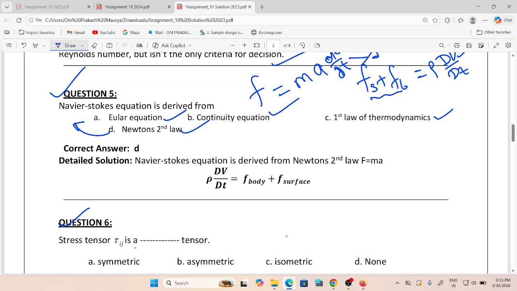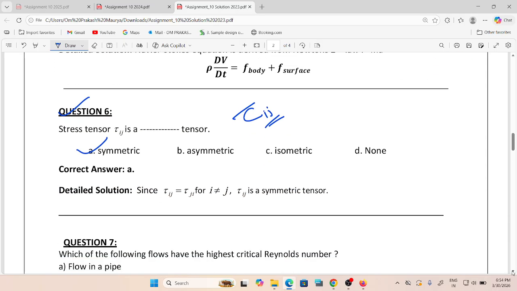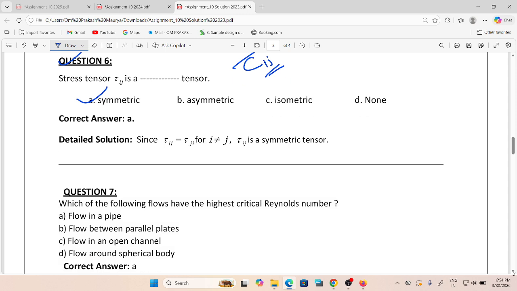Okay, now the next question. The stress tensor tau is a tensor. Actually, this was the first question of today's discussion, so I will not wait here more. So this is the symmetric type. When you see the video, you will be able to understand the things I explained earlier very well.